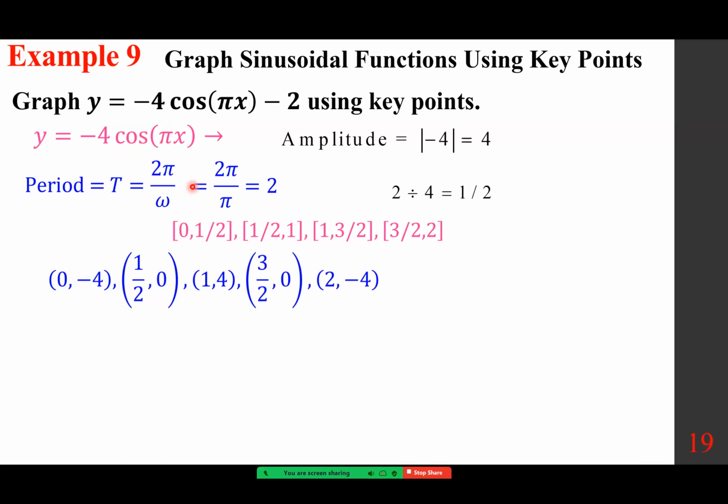If you put 3/2, cosine of 3 pi over 2 is 0. If you put 2, cosine of 2 pi is positive 1 times negative 4 becomes negative 4. So now you have 5 pairs: (0, negative 4), (1/2, 0), (1, 4), (3/2, 0), and finally (2, negative 4), and we have all those 5 pairs here.